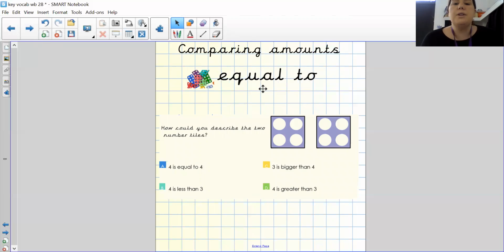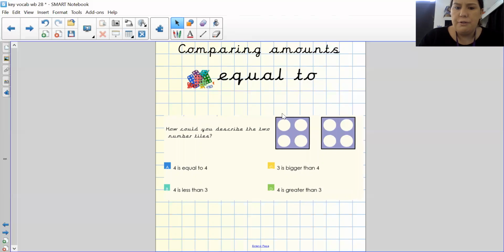And the last one we're going to focus on is equal to. Equal to. And equal means that they are the same. So let's have a look at the question underneath. I have a numicon of 4 and another numicon of 4. Are they equal? That's something for you to consider.